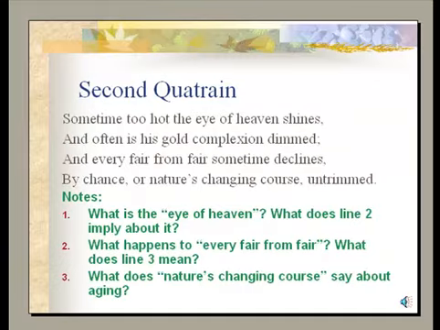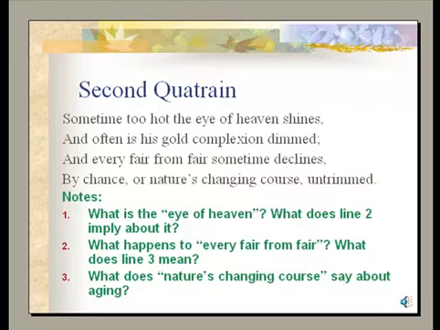Here's our second quatrain. "Sometimes too hot the eye of heaven shines, and often is his gold complexion dimmed, and every fair from fair sometime declines, by chance or nature's changing course untrimmed." So look at number 1 here. What is the eye of heaven? What do you think that is? "Sometimes too hot the eye of heaven shines." That is the sun. Again, remember, he is continuing to compare her to a summer's day.